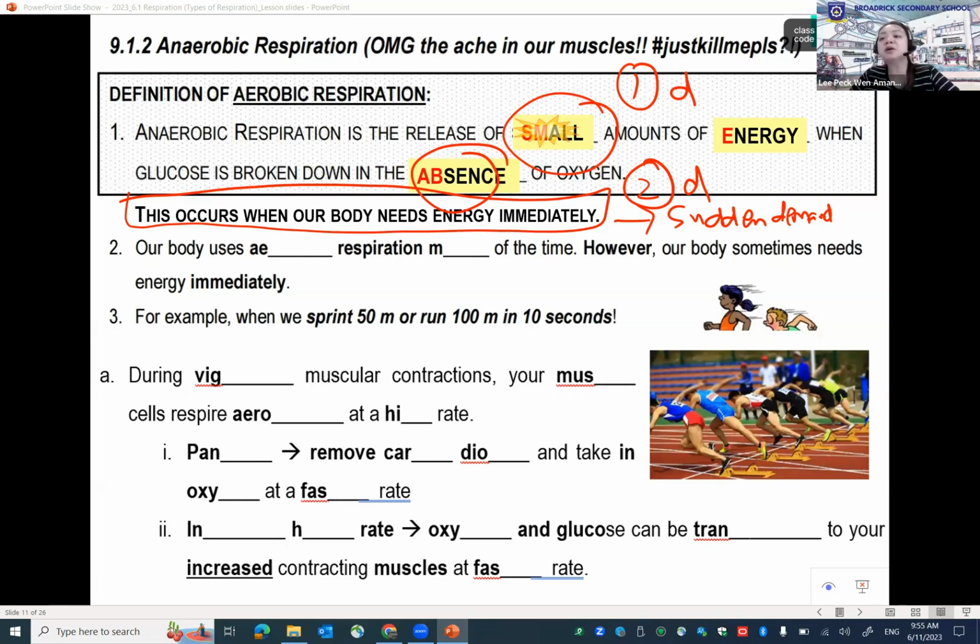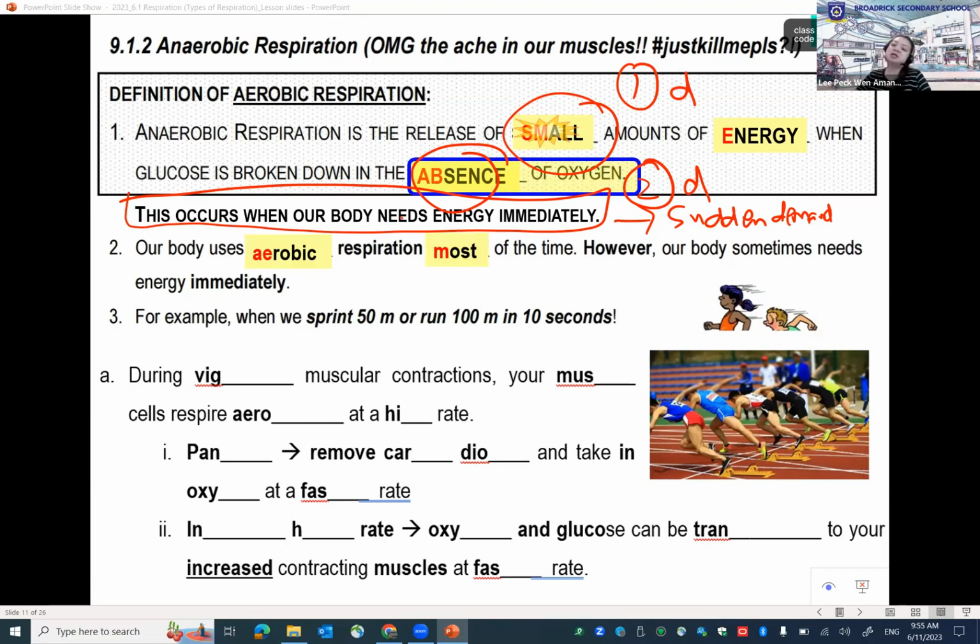So actually, anaerobic respiration is a little bit like a loan shark. And what is the drawback of borrowing money from a loan shark? It's the fact that they increase your interest, right? So you pay more than you actually loaned. So anaerobic respiration also has its disadvantage, and we will find out what it is later on. So take note of the definition: small amount of energy when there is an absence of oxygen. So first thing you need to take note of is point number 2.